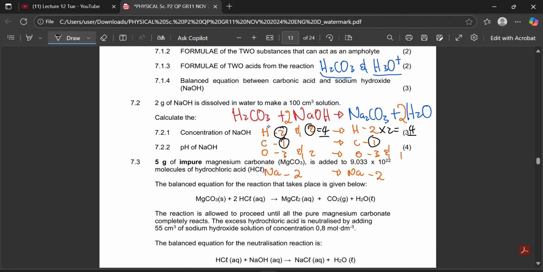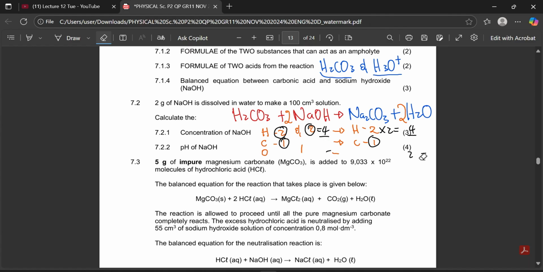Are my oxygens balanced? Well, I have 3 and 2, that gives me 5, and I have 3 and 1, that gives me 4. But now notice that this one here was multiplied by 2, which gives me 2, and that gives me 3 plus 2, which then gives me 5. Aha. And this also gives me 5. And then these are balanced. So that is my balanced equation, right? We have officially balanced our equation.